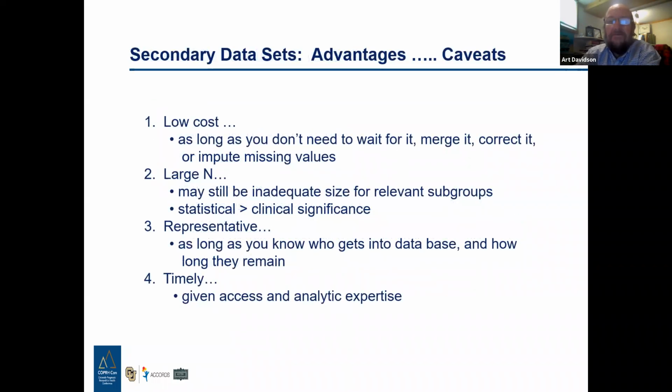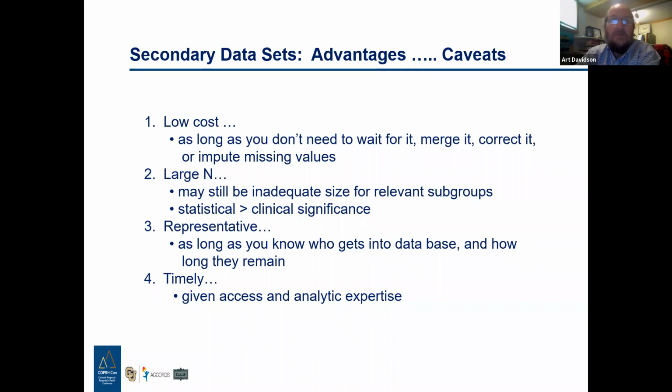And they have these advantages with some caveats. They're low cost as long as you don't need to wait to get the data or merge it or correct it or impute missing values. That adds to the cost. There's a large N, but sometimes you may be looking for a specific subgroup and you're not able to really find the right number of people for that subgroup in the large N. Or you may want to do it about your state or county, and that's not really available in some of these national data sets. They're representative as long as you know who's gotten into the database.